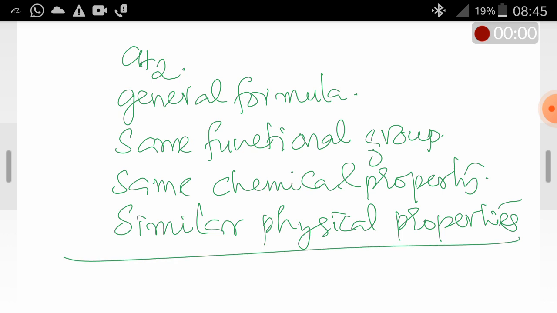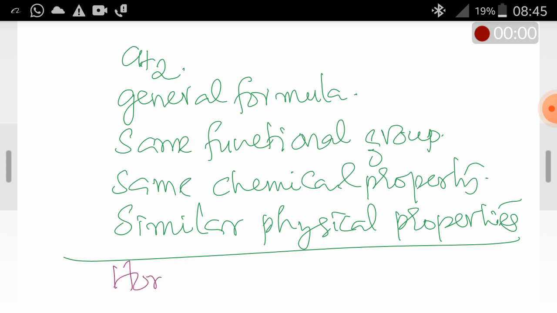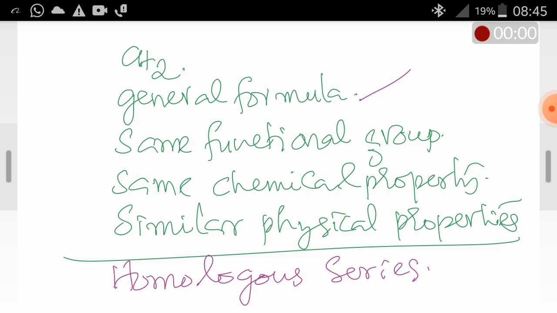So if a series of compounds possesses this particular set of properties, we call it a homologous series. Then what is a homologous series? A homologous series is a series of compounds that could be represented by a general formula, whose successive members differ by CH2, have the same functional group, and so the same chemical properties and similar physical properties. So this series of compounds is what we call a homologous series.